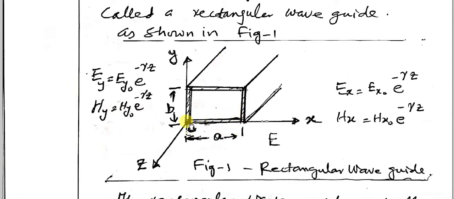So x was 0 to A, that was taken last time, but we now have another set of two conducting plates placed at a distance B. It's not necessary that A is equal to B. A might be different from B. So we take again the electric field intensity and the magnetic field intensity as functions of e to the power minus gamma z, with their corresponding amplitudes Ex0 and Hx0, and similarly Ey0 and Hy0.